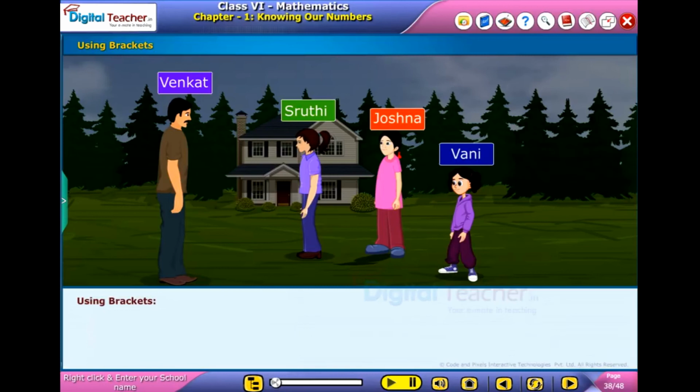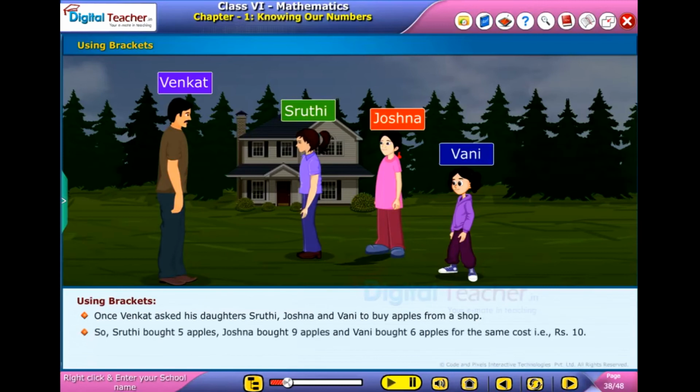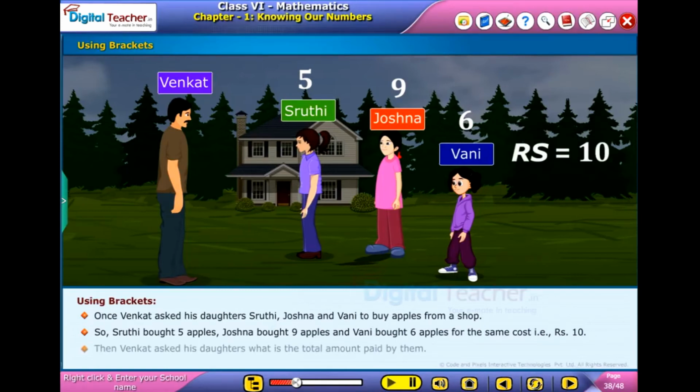Now, we shall know about the usage of braces. Once Venkat asked his daughters Shruti, Joshna and Vani to buy apples from a shop. So Shruti bought 5 apples, Joshna bought 9 apples and Vani bought 6 apples for the same cost, that is rupees 10. Then Venkat asked his daughters what is the total amount paid by them.